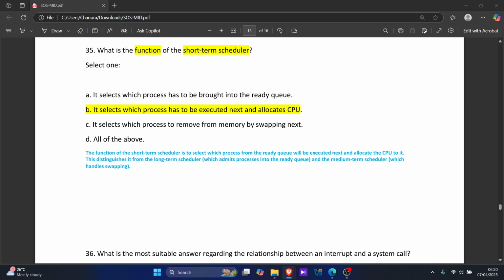The function of the short-term scheduler is B. It selects which process has to be executed next and allocates CPU. Explanation. Option A refers to the long-term scheduler, which manages admission of processes into the ready queue. Option C describes the medium-term scheduler, responsible for swapping processes in/out of memory. Option B correctly identifies the short-term scheduler's role, selecting the next process from the ready queue to execute on the CPU. Answer: B.